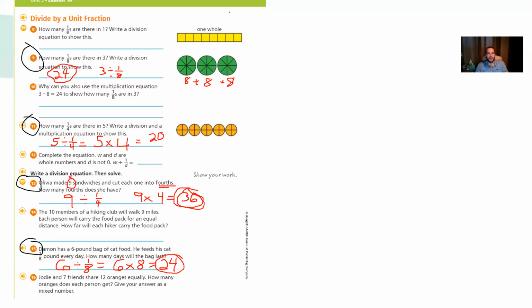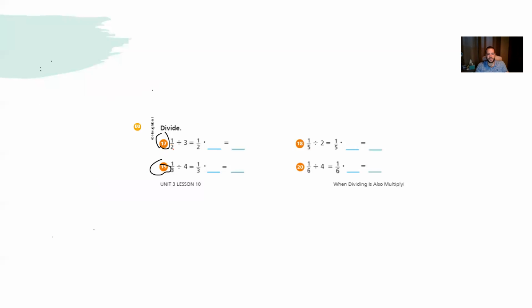Cool. Now we're at number 16, which we'll do later. Let's go to number 17. Keep, change, flip. So 1/2 is the keep. Change from division to multiplication, and then flip 3. So flip 3 is 1/3. 1 times 1 is 1. 2 times 3 is 6. So that answer is 1/6.